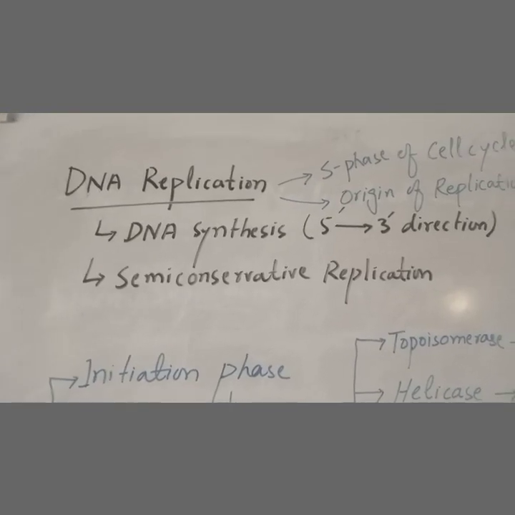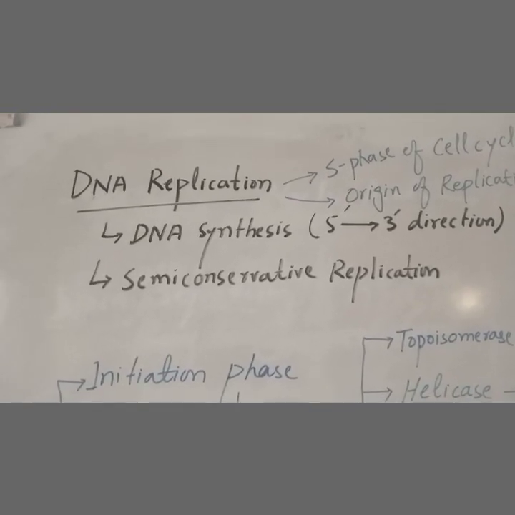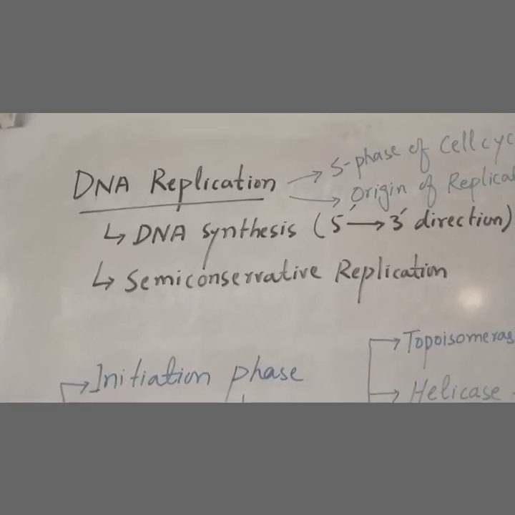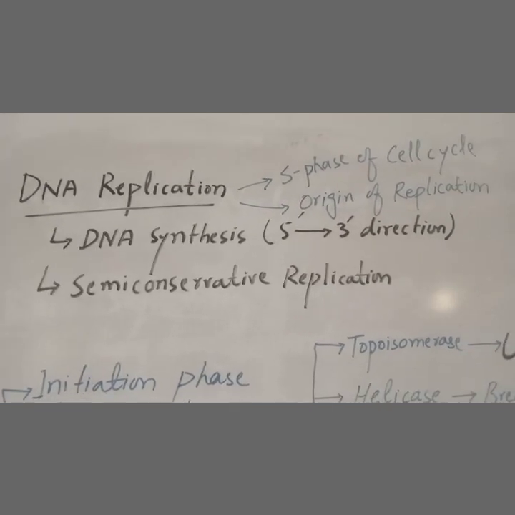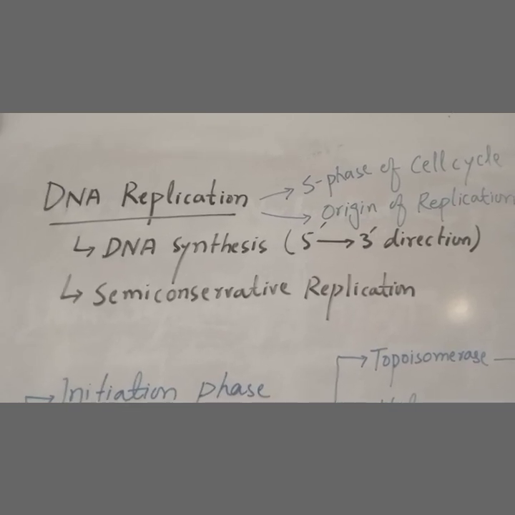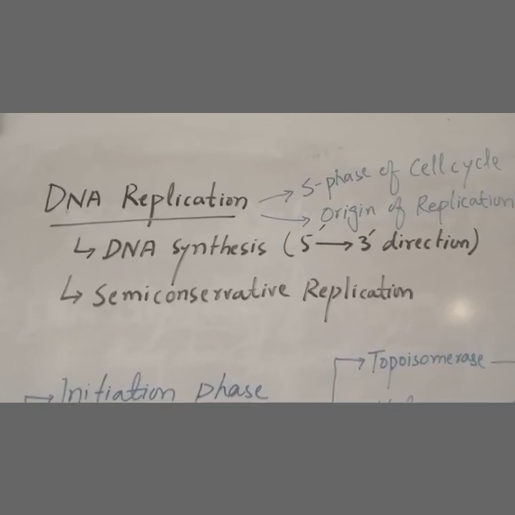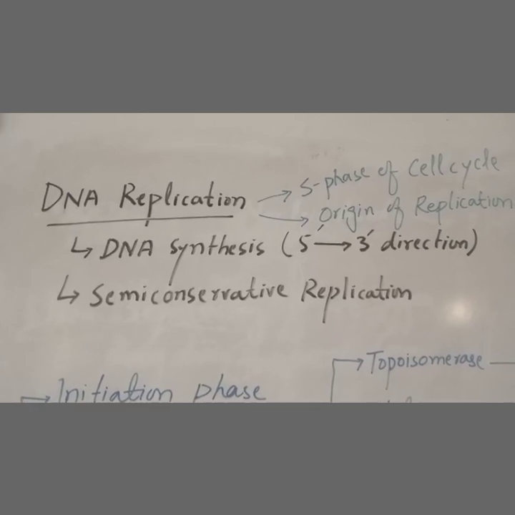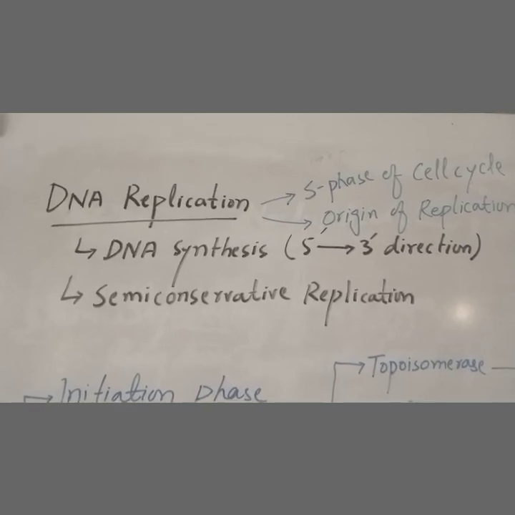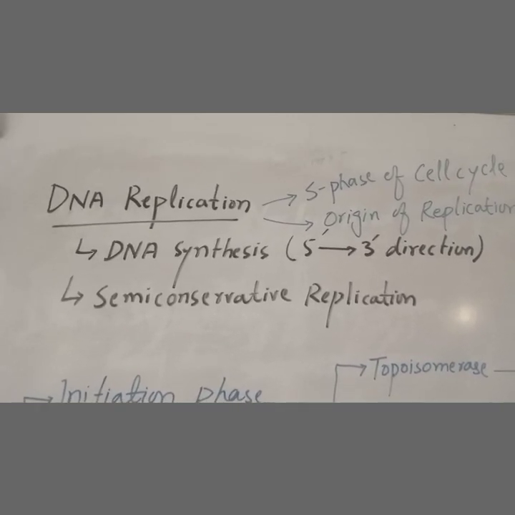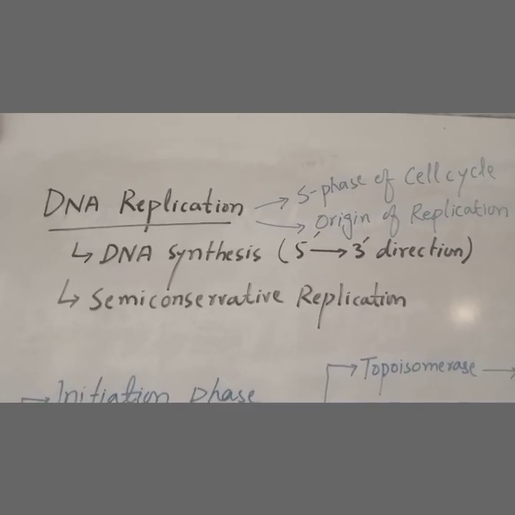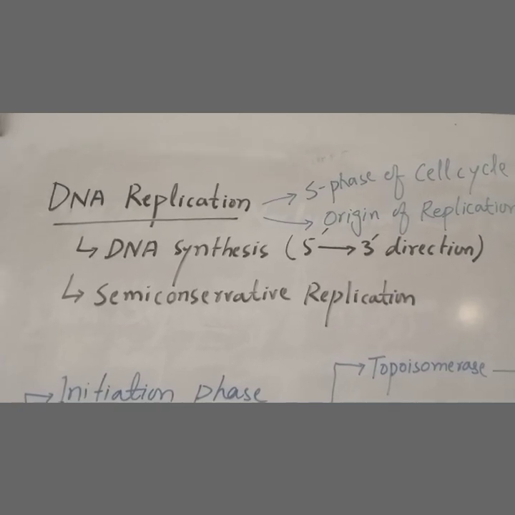DNA replication, also known as DNA synthesis, is a semi-conservative replication. DNA replication takes place in the S phase of the cell cycle. Here, for the replication, an origin of replication is involved. In prokaryotic cells, there is one origin of replication, while in eukaryotic cells, more than one origin of replication is present.